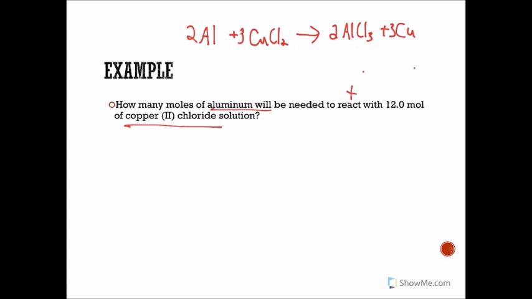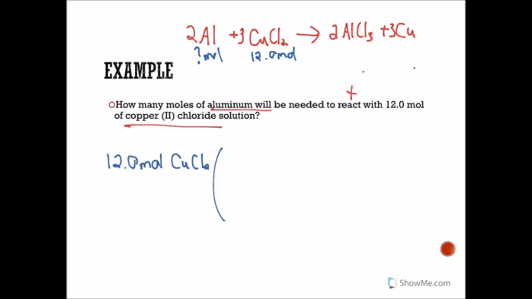And then we write our knowns and our unknowns. How many moles of aluminum, question mark moles, react with 12 moles of copper(II) chloride solution? Now that we've written our knowns and unknowns, we start with the number that's given to us in the question, 12 moles of copper(II) chloride, and we convert to moles. It's already converted to moles, so then we can use our molar ratio, which is those coefficients in front.